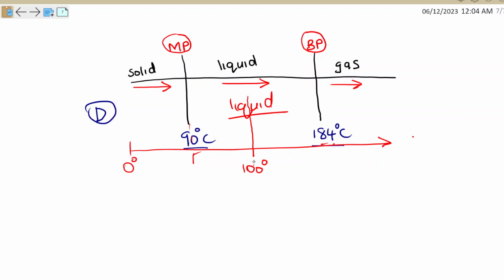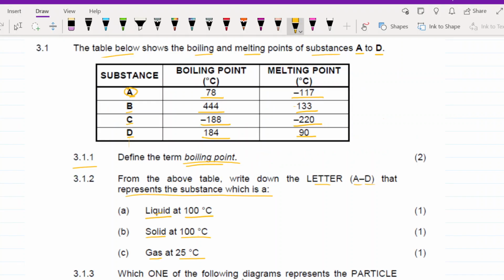That means that substance D is a liquid at 100 Celsius degrees. So the answer to this question, from the above table, write down the letter that represents substance which is a liquid at 100. That is D. D is a liquid at 100. Which one is a solid at 100 Celsius degrees?